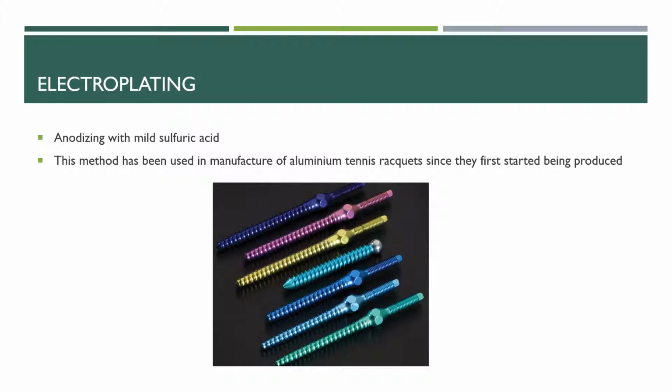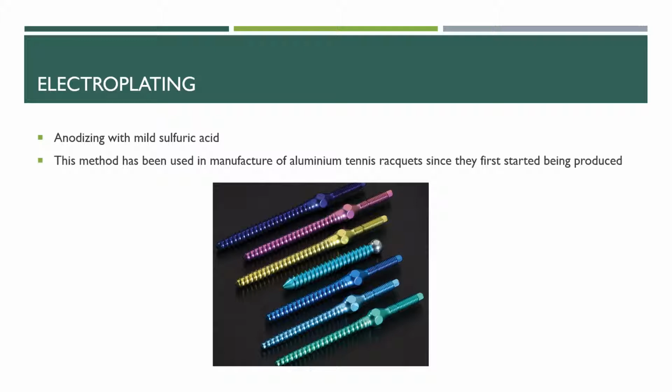So next we have to solve how to minimize corrosion, and to do that we will electroplate the racket after heat treatment. So here we will anodize the racket with mild sulfuric acid. This method has been chosen because it has been used in the manufacture of aluminum tennis rackets since they first started being produced.